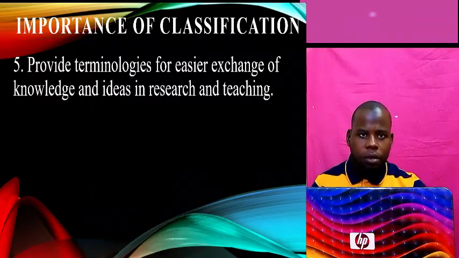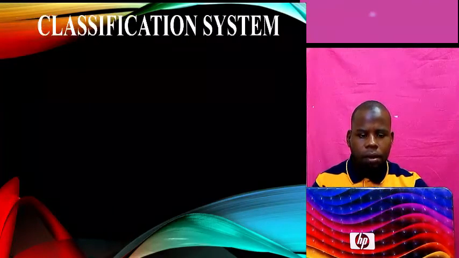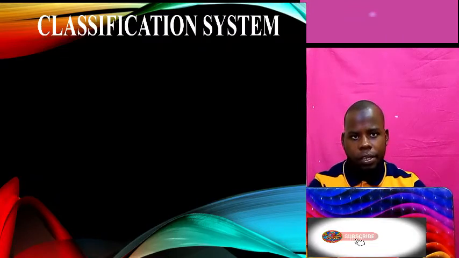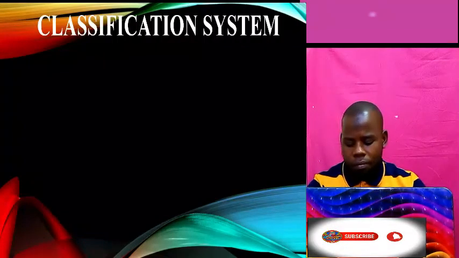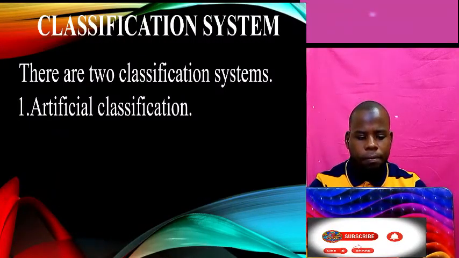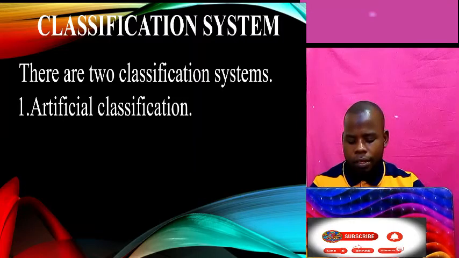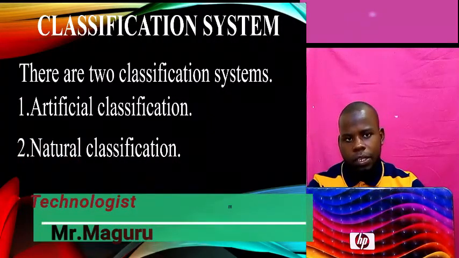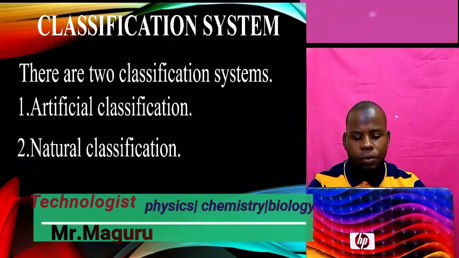Apart from the importance, we have a system of classification, or two types of classification. The first is artificial classification, and the second is natural classification. What is artificial classification and what is natural classification?